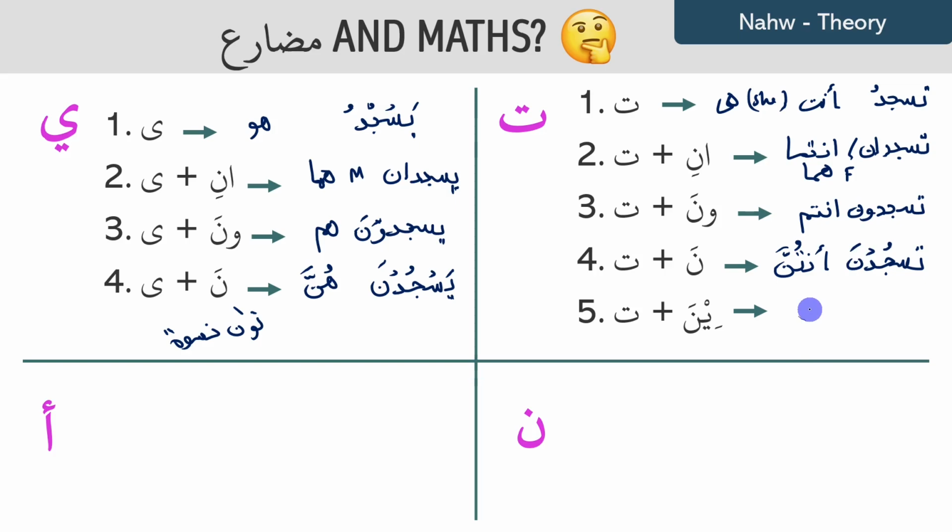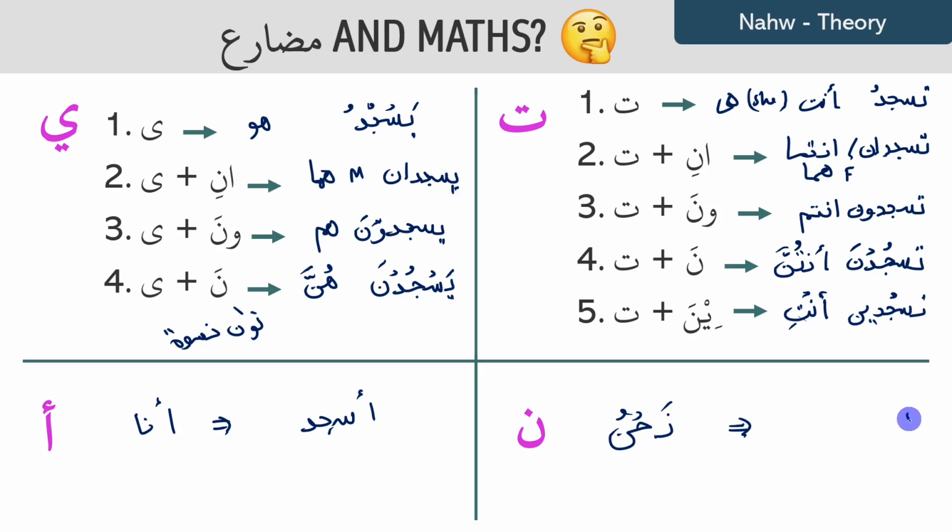Lastly, the last combination with ta, and this is the only unique combination, it is ta with ina, which refers to anti. So tasjudina is you woman prostrate. As for hamza, it comes at the beginning to indicate ana. So asjudu means I prostrate. And the same is for the noon, which appears in front of the verb and it suggests nahnu. So nasjudu means we prostrate.